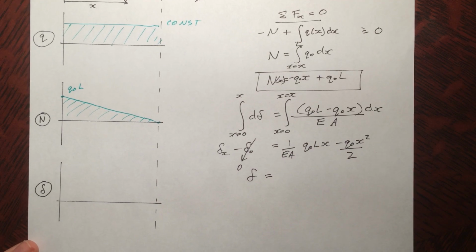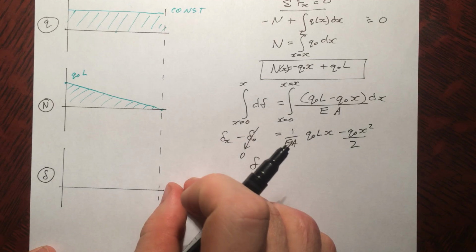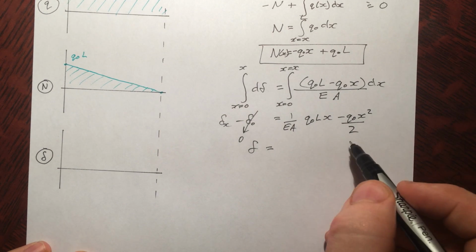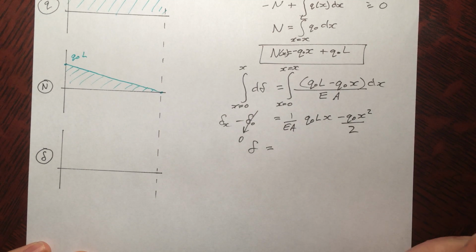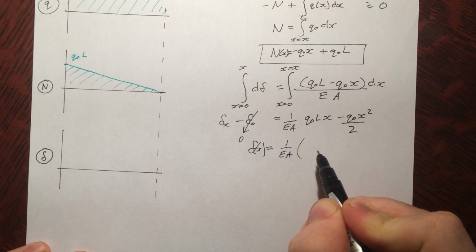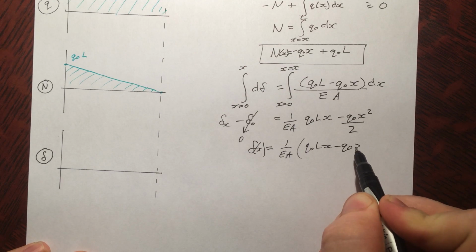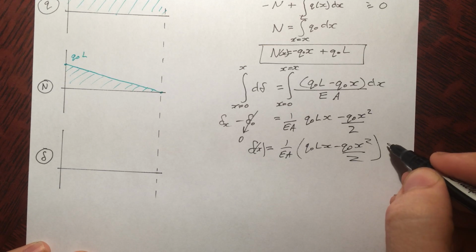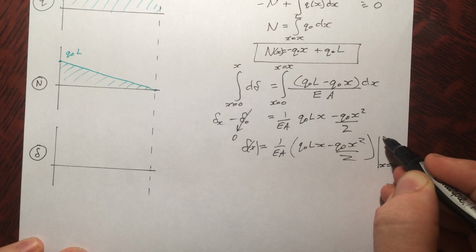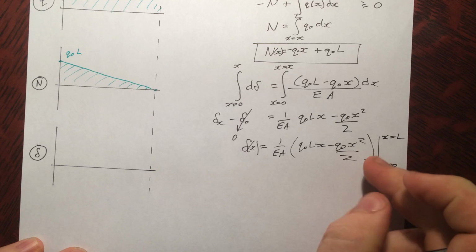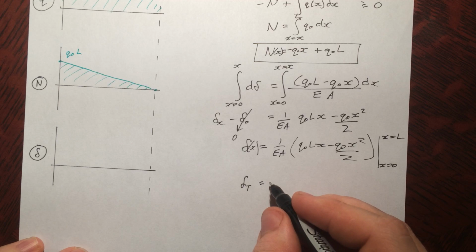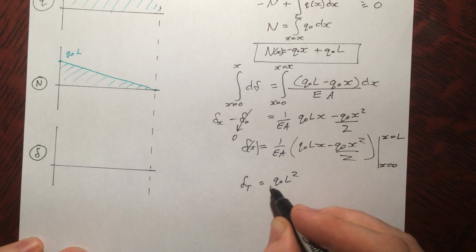Now if you want to find the total elongation, so how much the bar has moved at the very end, we want to figure out how much this point has moved. We simply evaluate this equation here at x equals L. So delta as a function of x is 1 over EA times q naught Lx minus q naught x squared over 2. Now if we want to find the elongation at the end, like I just said, we evaluate this from x equals 0 to x equals L. At x equals 0, this is all 0. At x equals L, you plug in your L's there. Your delta total turns out to be q naught L squared over 2EA.